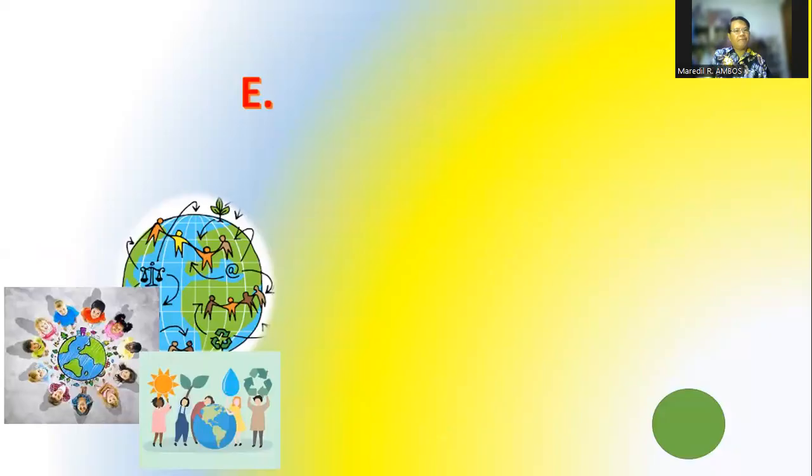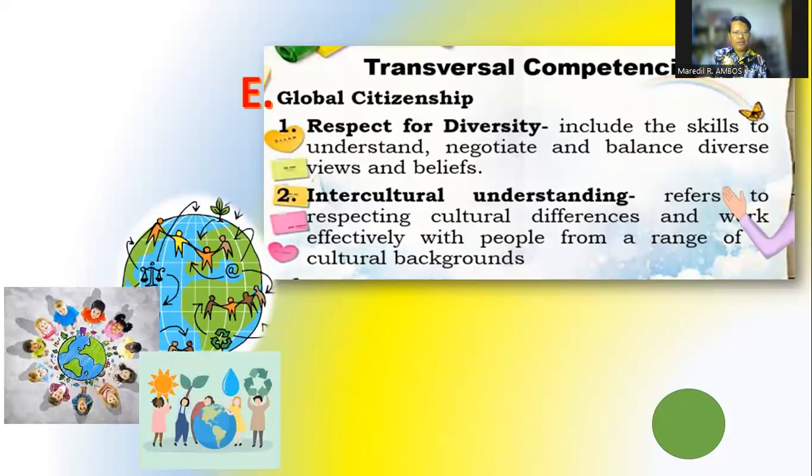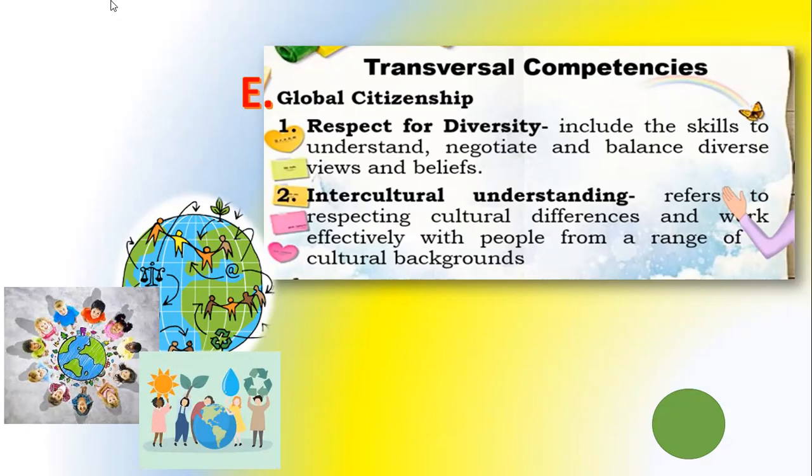And then letter E is about global citizenship. So there is the respect for diversity. This includes the skills to understand, negotiate, and balance diverse views and beliefs. Always remember, we have different beliefs and views in life.